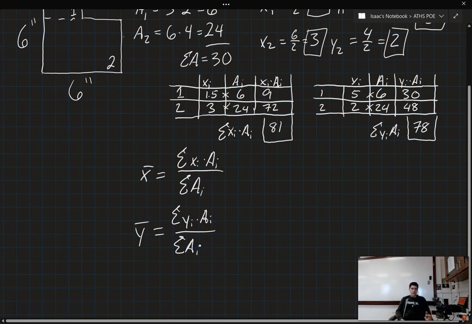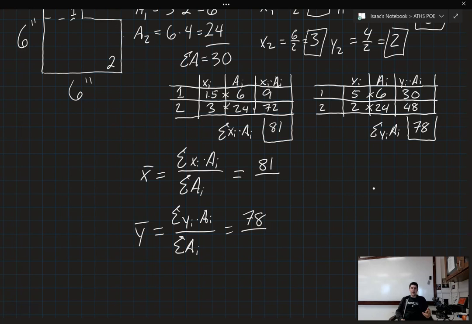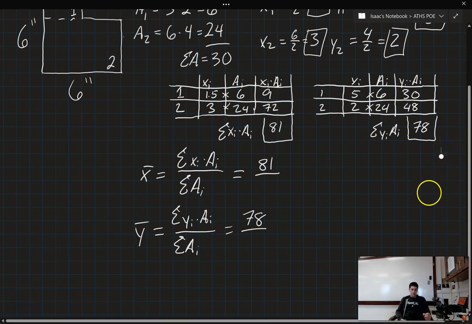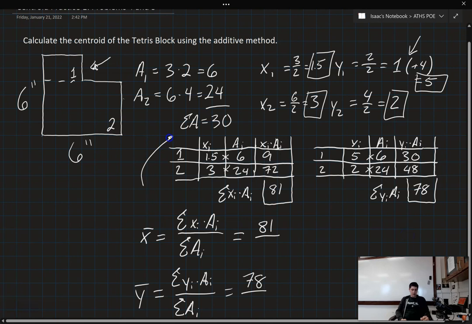Alright, so these numbers aren't random. The numerator value in this x equation is actually 81. That's the number we just got. So go ahead and stick this guy here. I'm going to do the same thing for y. That's my sigma yi ai number, the 78 that we just calculated. So the question is, what's sigma ai? Well, sigma means sum, right? So sigma a would be the total area. And we already calculated that up here. The total area is 30.